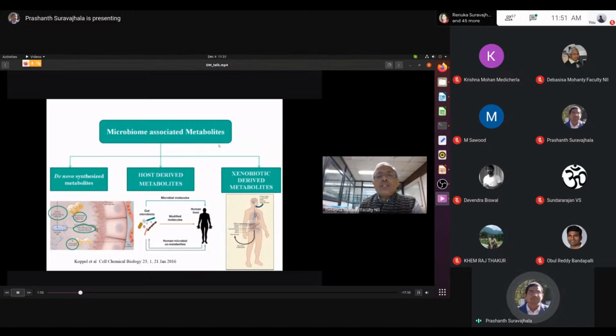Broadly, all the studies done till now point out that these host associated, microbiome associated metabolites can be grouped into three different types. First, metabolites which are de novo synthesized by the microbe. These are mostly bacteriocins, or what are called RiPPs, and secondary metabolites like polyketides and non-ribosomal peptides. Another class is where a host-derived metabolite is transformed into a different metabolite by the microbiota or an enzyme coming from the microbiome, or a xenobiotic, that is a drug or a diet metabolite, is transformed.